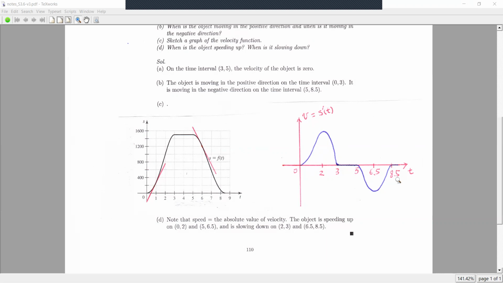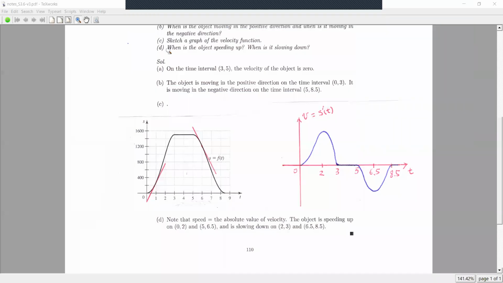So this is the graph of slope, or the graph of the derivative of the position function. Derivative is slope. The derivative of the position function, by fact number 2, is velocity. Therefore, this curve is the graph of velocity.